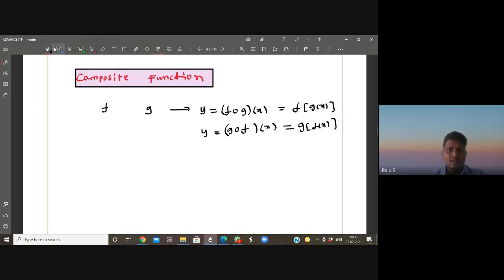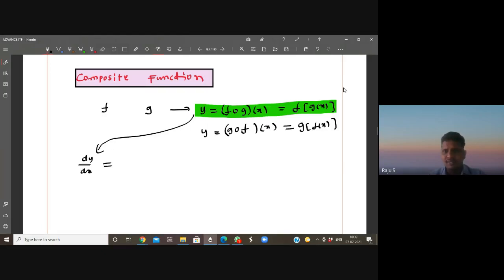See, students, I want to differentiate this function alone. So dy by dx of this function is given by, first, here we can apply the chain rule. First you differentiate f, then you differentiate g. So f dash of g of x as it is, into g dash of x. This is the derivative of the composite function f circle g.